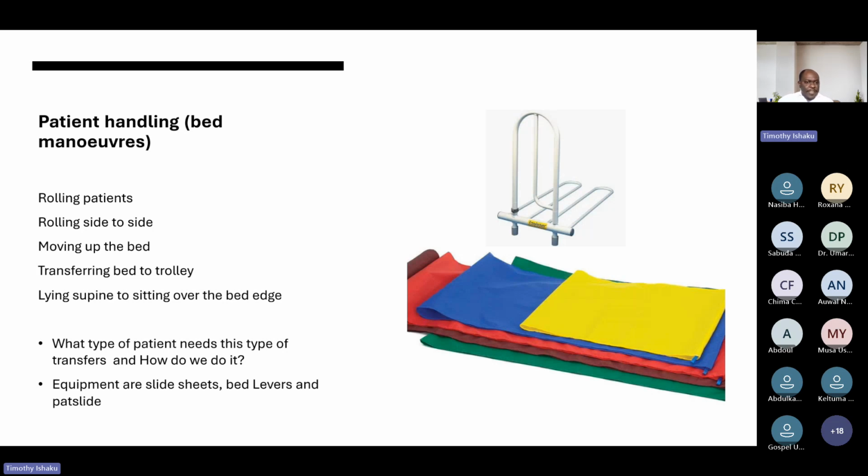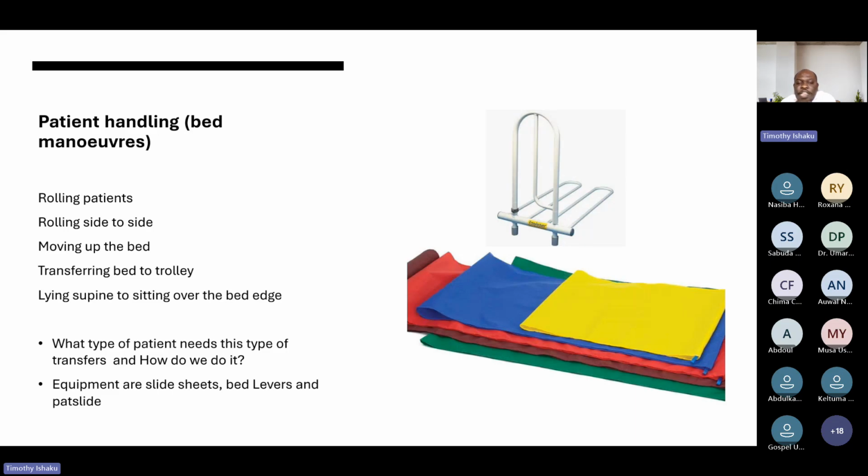Now, there are probably, I would say, better ways that we can do that, and it's by use of the slide sheet. The slide sheet is the next one under the bed levers that was displayed and the use of the equipment. The slide sheet is slippery, just think of any slippery, non-sticky sheets that, once we put it between the patient's body and the bed, takes away the friction that the patient will have when they are moving in bed.